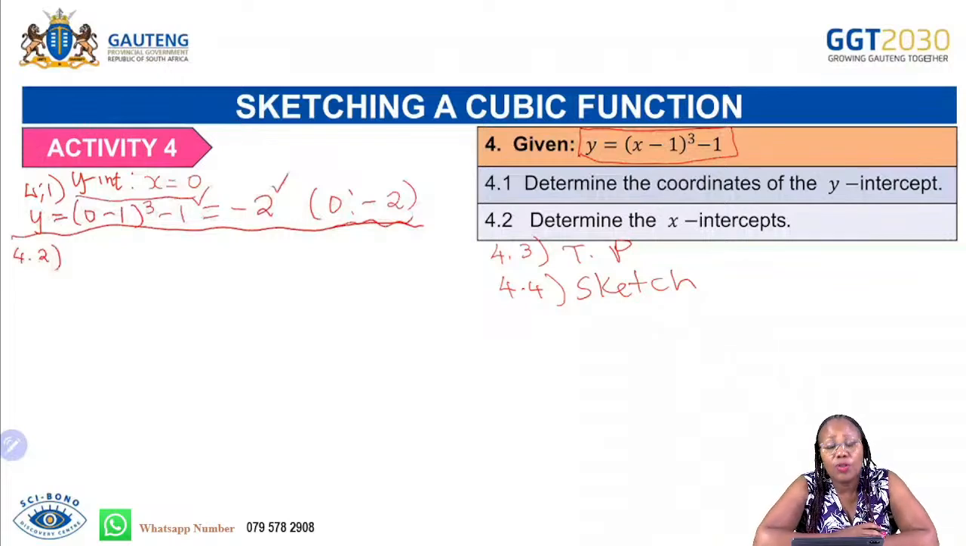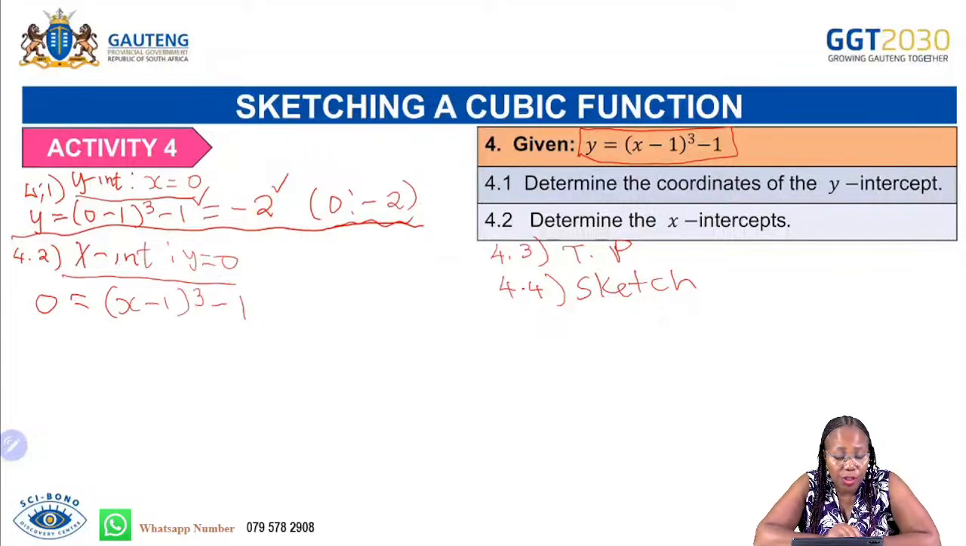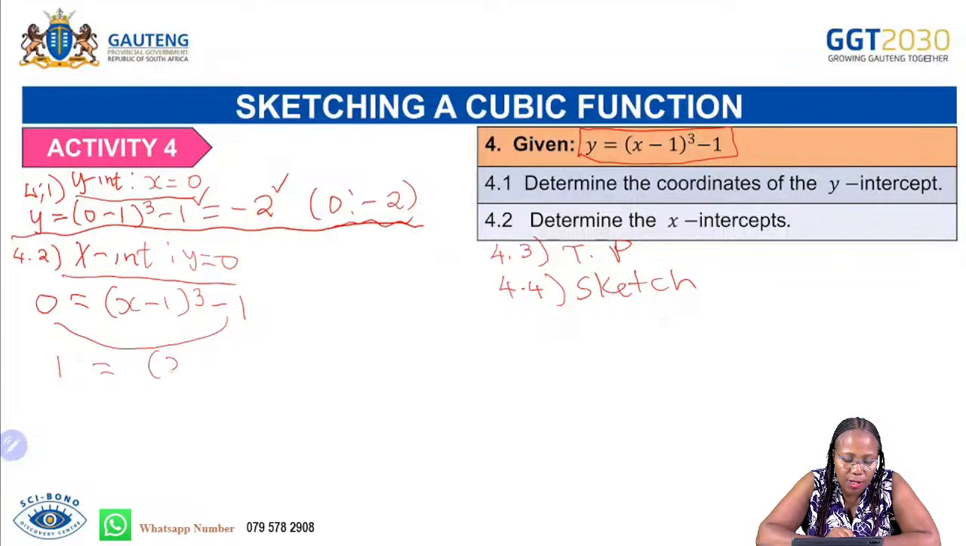And then 4.2, determine the x-intercept of this particular function. We also now know that for the x-intercept, we let y equal to 0. So we have 0 is equal to (x minus 1) cubed minus 1. So we need to solve for x here. We start by taking minus 1 to this side. It will be positive 1 equal to (x minus 1) to the power 3.